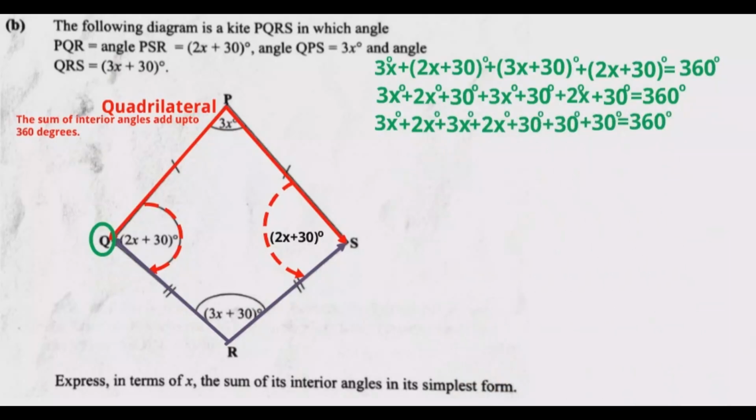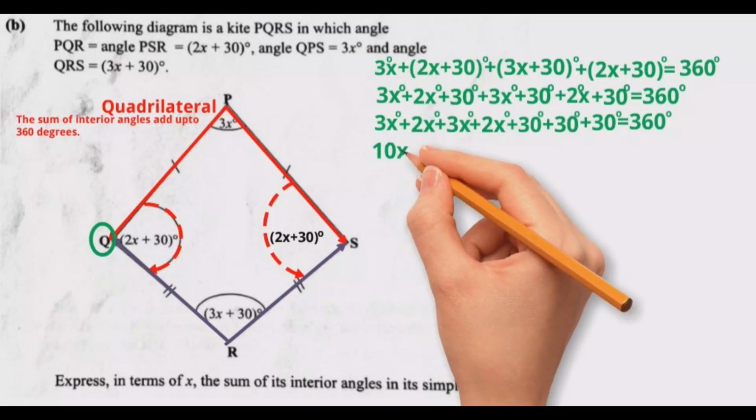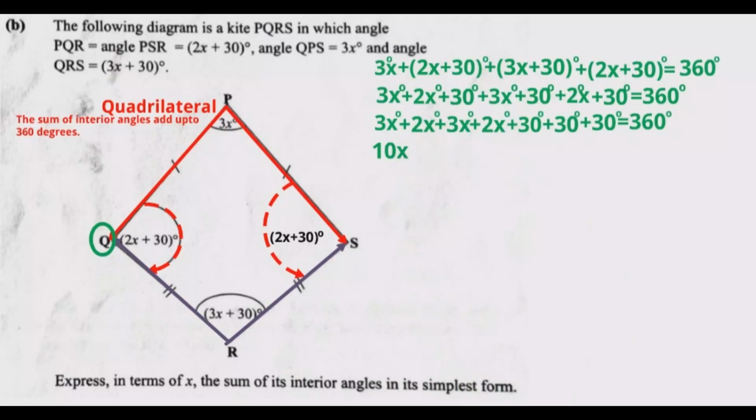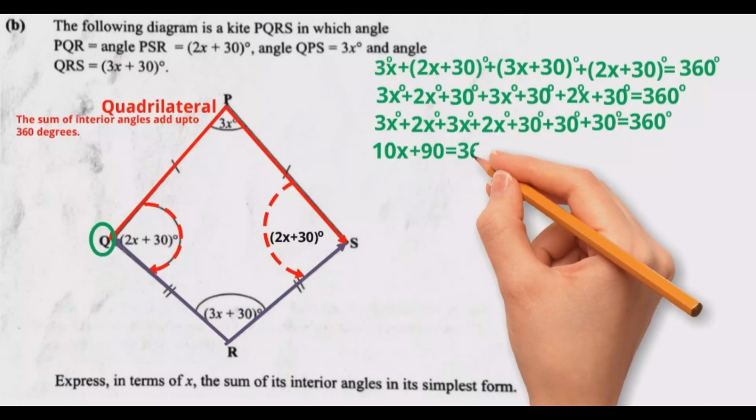Okay. So now what do we do? We add these terms that have got x. So we add 3x degrees plus 2x degrees, which will give us 5x degrees. 5x degrees plus 3x degrees will give us 8x degrees, plus 2x degrees will give us 10x degrees. So we write 10x degrees here. Then plus 90 degrees, which is coming from 30 degrees plus 30 degrees plus 30 degrees, which gives us 90. So we say plus 90, then we say is equal to 360 degrees.